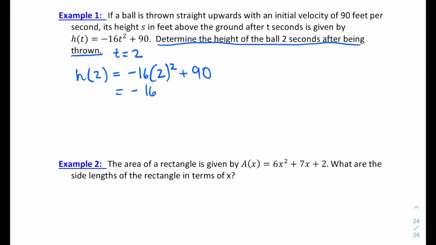And then if I simplify, 2 squared is 4. Multiply those together, it'd be negative 64 plus 90 gets you 26. Then that means after 2 seconds, I get a height of 26 feet for my ball that I threw up in the air.